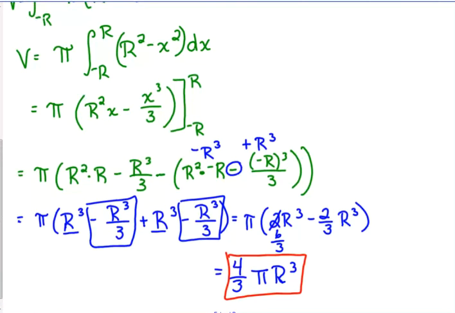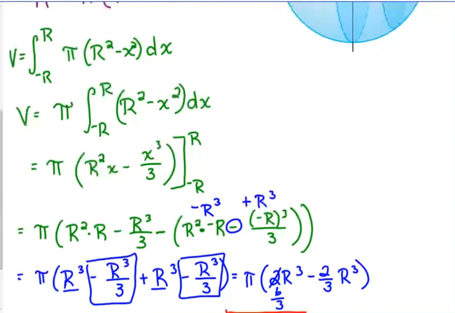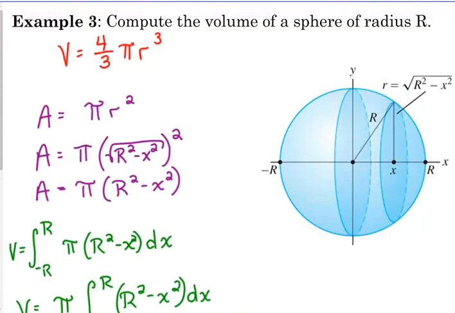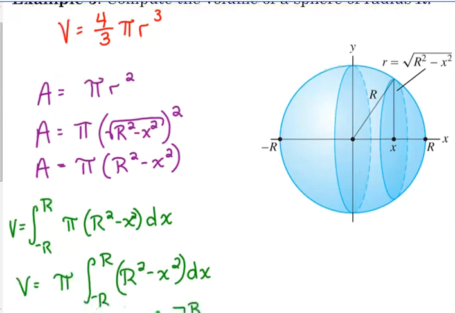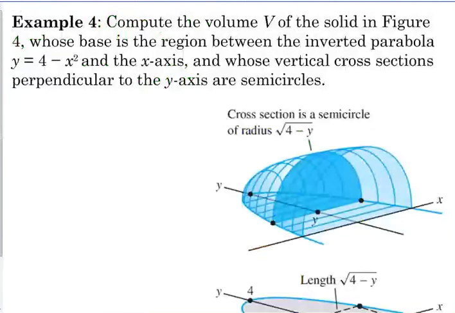They didn't just plug in a bunch of numbers and play with a bunch of volumes to figure out that that was the volume formula for a sphere. It came from calculus. Okay, so if it has a radius of big R, that's why the volume of the sphere is 4/3 pi r cubed. Pretty neat, huh?